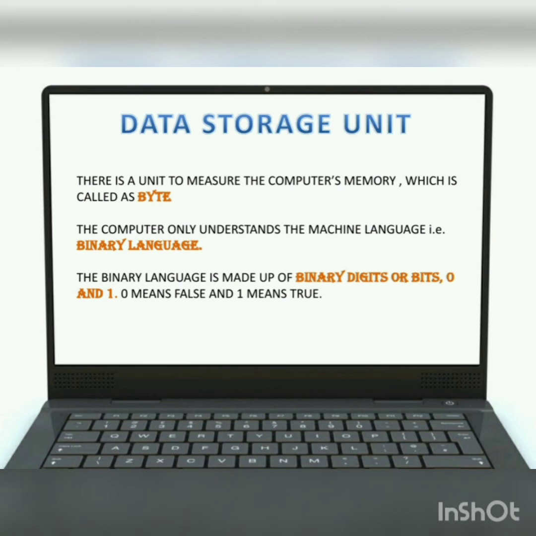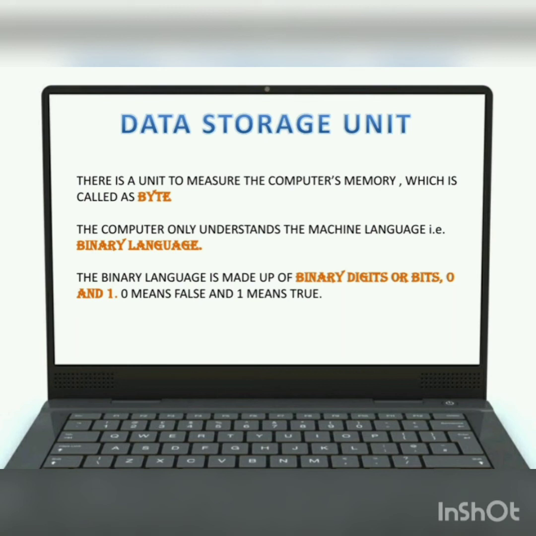Kids, a computer never understands a human language. It only understands machine language, that is known as binary language. The binary language is made up of binary digits or bits. The binary language is made up of what? Binary digits or bits. These binary digits comprise two digits, that is 0 and 1. 0 means false and 1 means true.